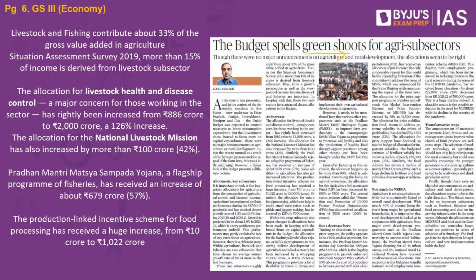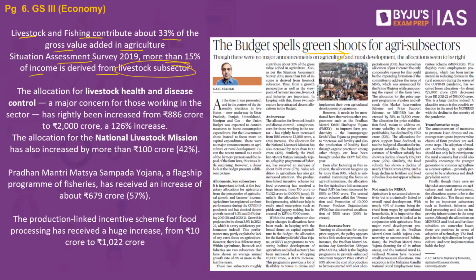The article says that there are a number of economists who say that the government has not done much for the agricultural sector in this particular year's budget. However, the author goes on to say that this is a fallacy. Why? That is because the author says the livestock and the fishing sector contribute to about 33% of the gross value added in agriculture. As per the Situation Assessment Survey 2019, more than 15% of the income is derived from the livestock subsector. So livestock and fishing being part of agriculture, the government has introduced money into this particular sector and has brought massive changes, says the author.